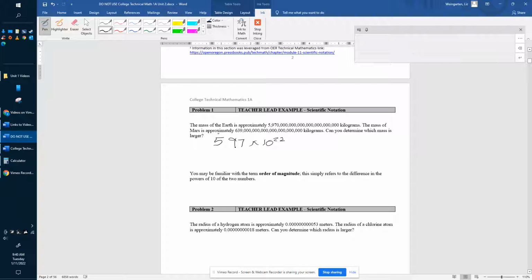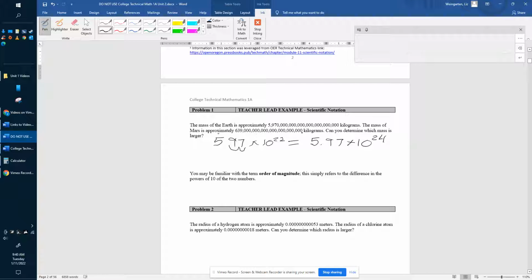But 597 is greater than 10, so we still have to move our decimal place a couple more places. We need this number to be greater than or equal to 1, but strictly less than 10. So our decimal point is currently right here. So we're going to move it 2 more places. So that's going to give us 5.97 times 10 to the 24th. When we move the decimal place to the left, our exponent is going to increase. If we move it to the right, it's going to decrease.